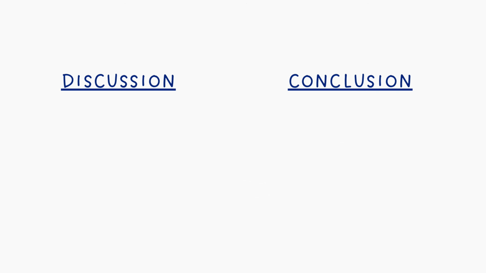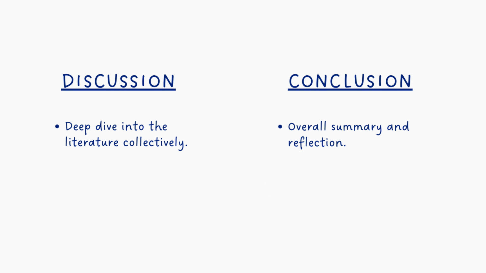To sum it up, while the discussion section dives deep into analysing and understanding the literature, the conclusion section takes a step back to give an overall summary and a reflection on your entire research journey. The discussion section is like zooming in, whilst the conclusion section is like zooming out. In the discussion section, you are zooming in, looking at the complexities and the nuances of the literature, but in the conclusion, you are zooming out. You are looking at the broader significance and the implications of your study.